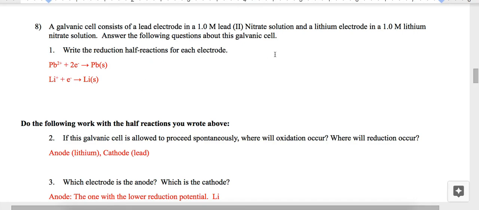All right, so here is the cell. We have lead, we have lithium. There's lead and lithium. This isn't balanced. There should be a 2 here, and a 2 there, and a 2 there. But these are just the half reactions. If we wanted to rewrite them as a full reaction, maybe I'll do that real quick for you.